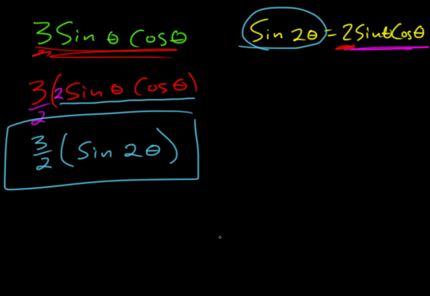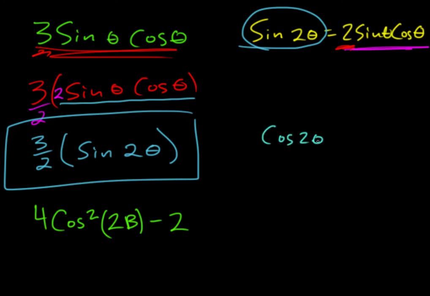All right, now we have just one more, and it's going to be kind of similar. So we have 4 cosine squared of 2b. Once again, there's implied parentheses there, minus 2. Okay, now what we need is to make this look like something that we have. And since it has the cosine squared, we're going to look at cosine 2 theta is equal to 2 cosine squared theta minus 1.